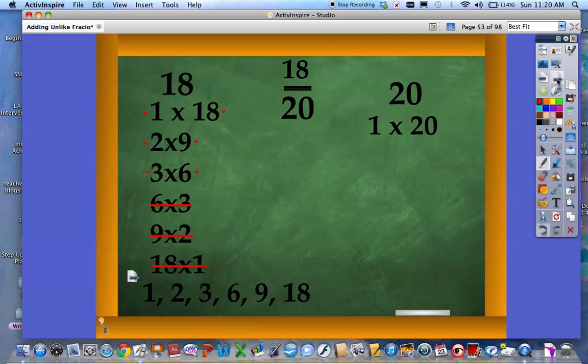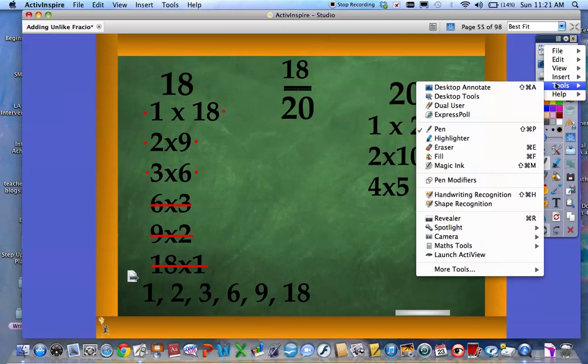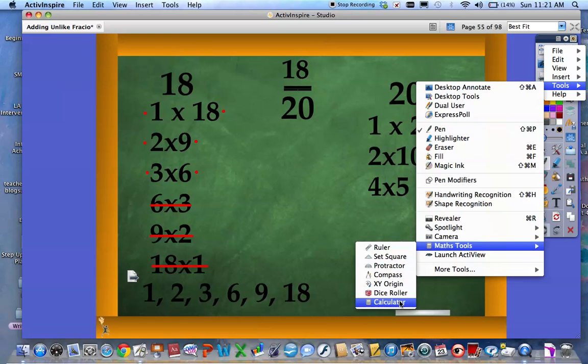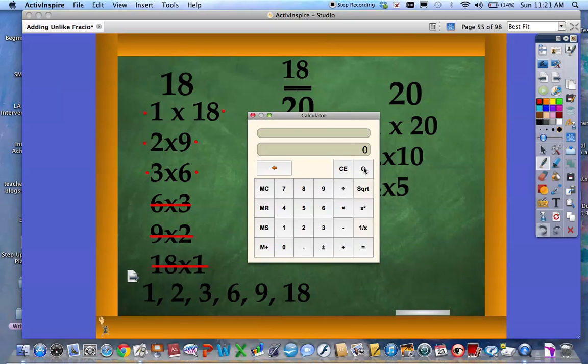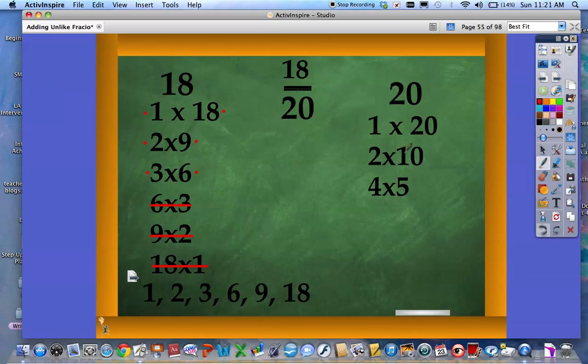1 times 20, 2 times 10. If you didn't know, again, about 3, one way to do it, if it's on the calculator part of the test, would be to do 20 divided by 3. Again, I come up with the decimal. So 3 doesn't work, but 4 does. 4 times 5.